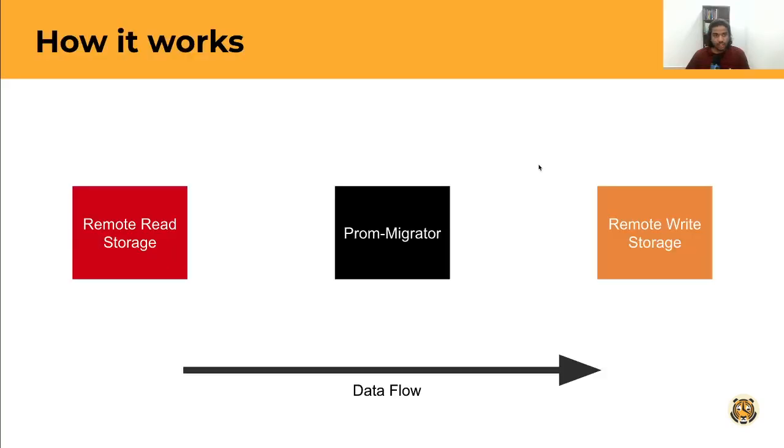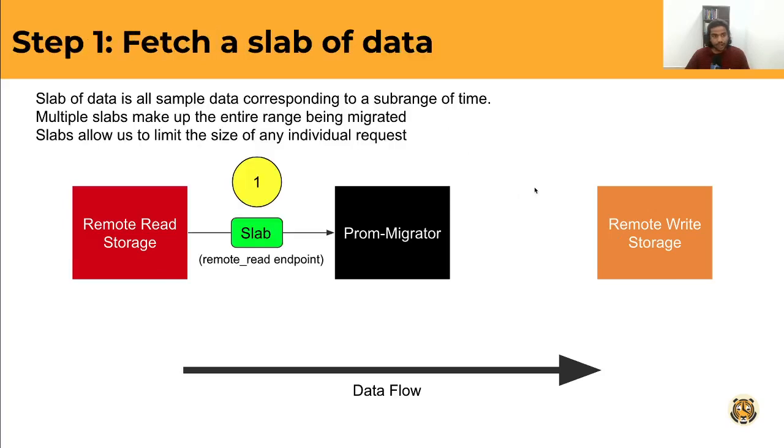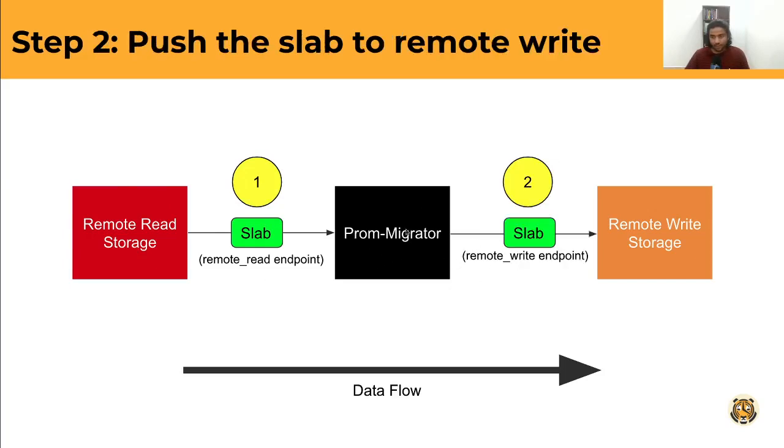How it works, let's discuss what the internal working model is. Prom Migrator just migrates the data from the remote read storage to the remote write storage, as you can see in the slide. Prom Migrator fetches the samples corresponding to a sub-range of time and batches them into a slab, and the slab is forwarded to the destination remote storage system.